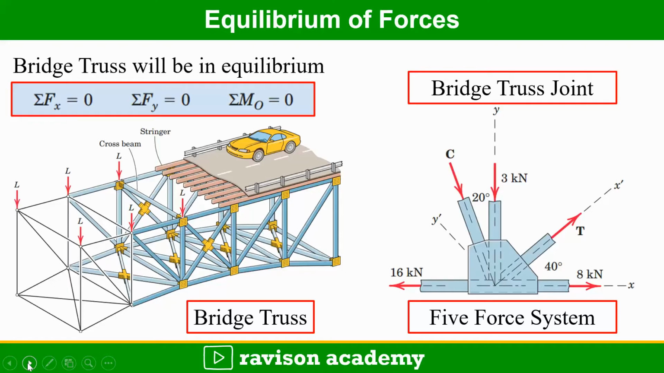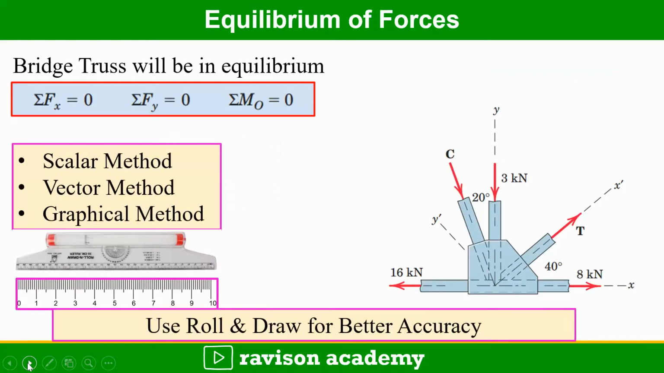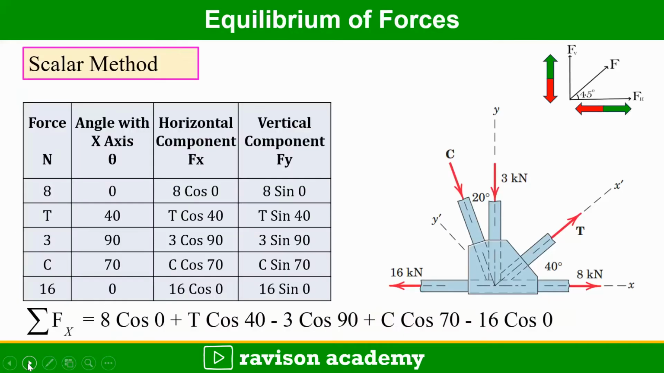So the condition for equilibrium is summation F of x equals 0, summation F of y equals 0 and summation of moment equal to 0. Here 5 force system are considered. So this problem can be approached by scalar method, vector method and graphical method. We can use roll and draw for graphical method for better accuracy.